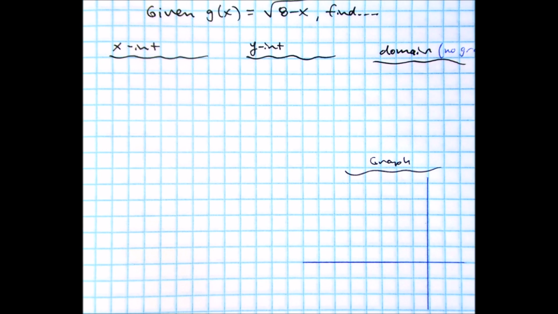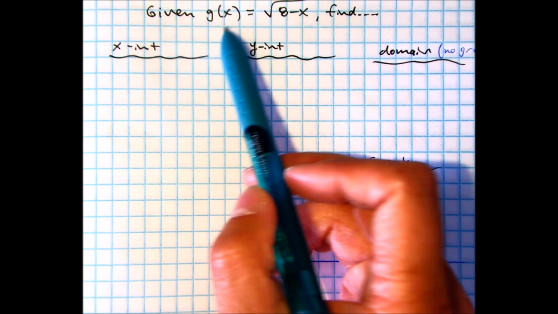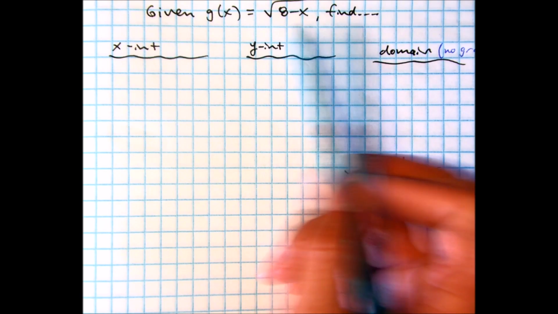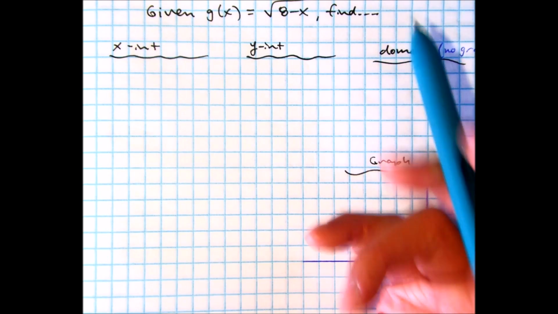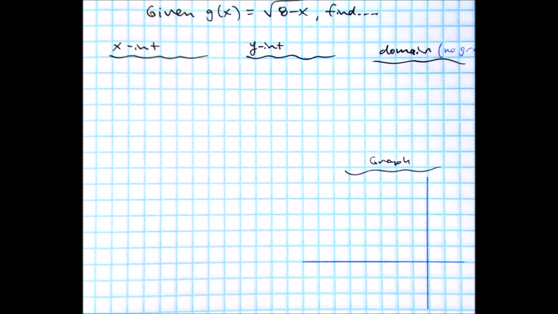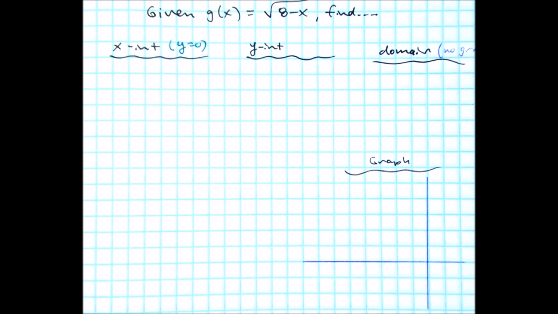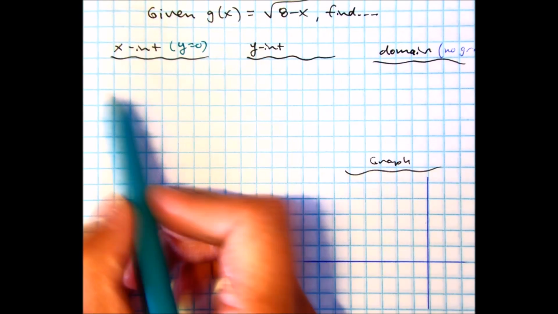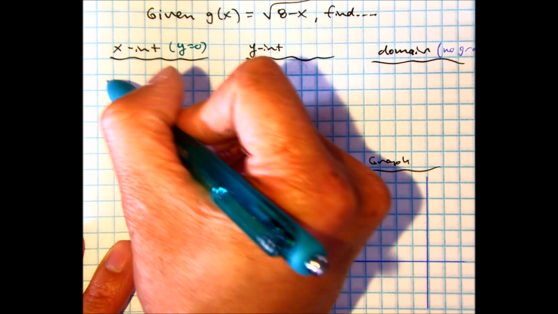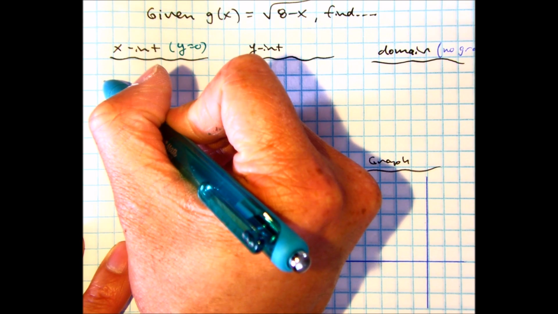Alright, in this problem, given g of x equals the square root of 8 minus x, we're asked to find the x and y intercepts and the domain, not by graphing, algebraically, and then we'll sketch a quick graph. You can see that. Okay? David, how do you find an x-intercept? Oh no, David, there is no y. Can you write it with a y in there for us? Write the y in first.